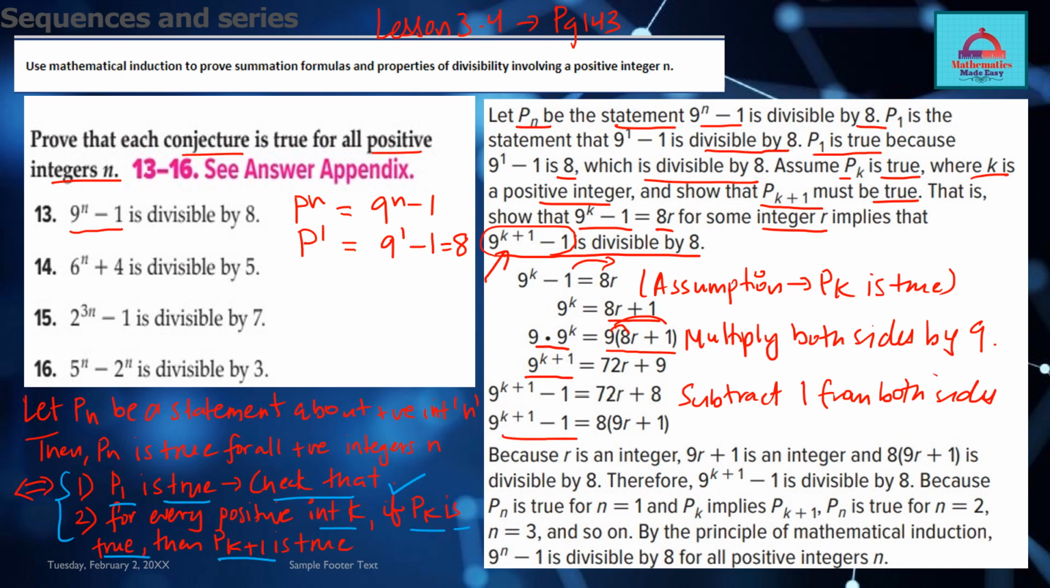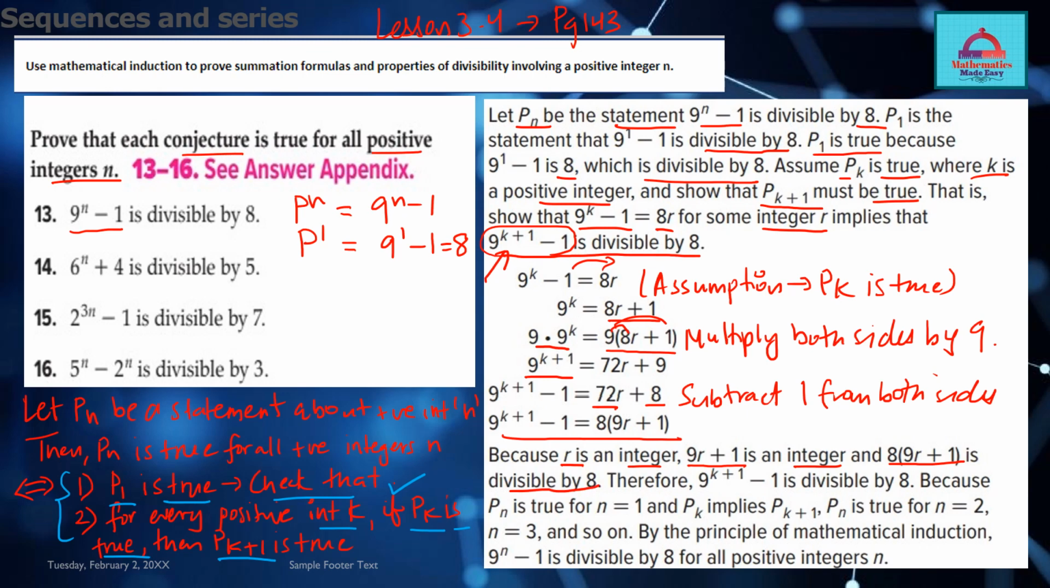what you get is this thing. And definitely 8 is common now. 72 and 8, you can take an 8 outside and it can be written as 8 multiplied with 9r plus 1. So for r any integer, 9^(k+1) minus 1 can be written as a multiple of 8. If r is an integer, 9 multiplied with r plus 1 is also an integer, and 8 multiplied with 9r plus 1 is divisible by 8.